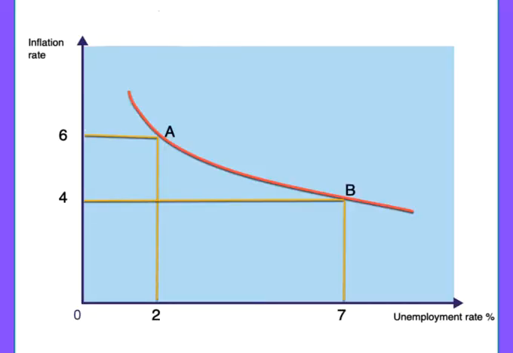The best diagram to draw to show this trade-off between inflation and unemployment is the Phillips curve. And here we can see in this diagram that at point A there is high inflation and low unemployment. But if the government tries to move to point B through its fiscal or monetary policies, it only gets rid of inflation at the expense of unemployment.